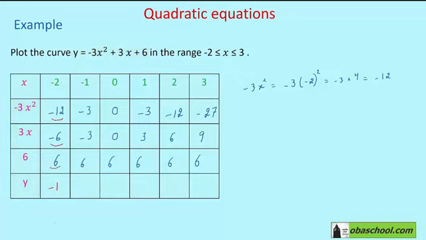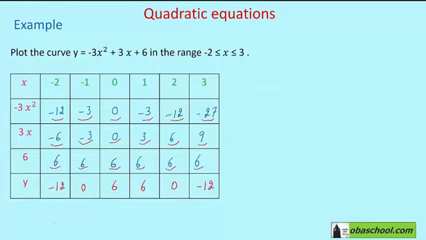So, minus 12 minus 6 plus 6 is minus 12, minus 3 plus 3 plus 6 is 6, this one is 6, minus 3 plus 3 plus 6 is 6, minus 12 plus 6 plus 6 is 0, and minus 27 plus 9 plus 6 is minus 12.